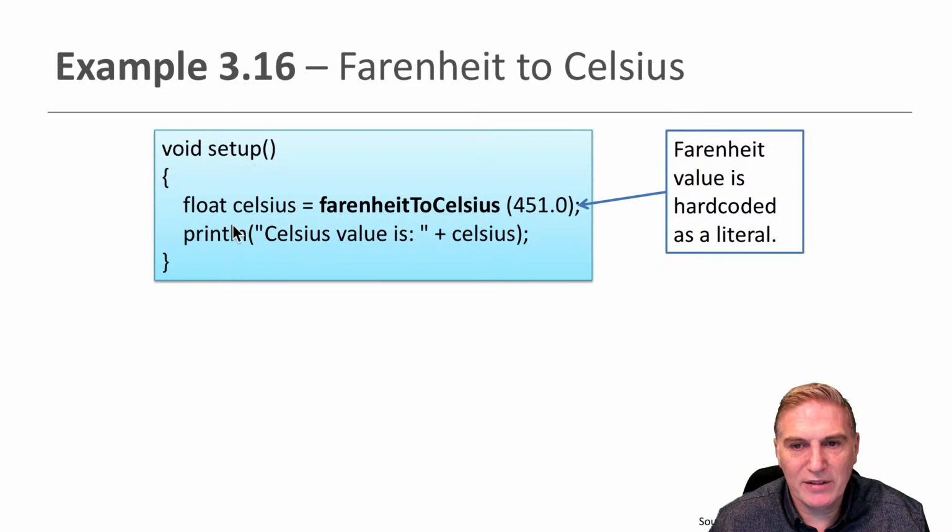We have a setup method. We declare Celsius to be a float variable. So this means it's a decimal number. And we're going to say Celsius gets the new value calling Fahrenheit to Celsius. This is our converter method that we're going to write. I'm going to pass in 451.0. So we need to write a method that can accept 451.0. It's going to take that number in. It's going to convert it. That's the Fahrenheit number. We're going to do some equation to convert it into Celsius and then return the value back to here. And then the next line will print out what that value is.